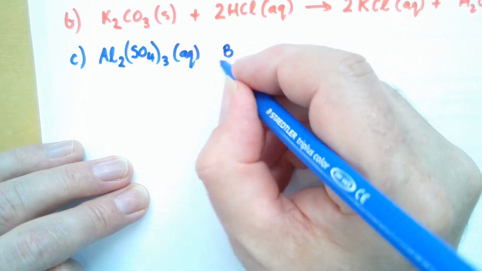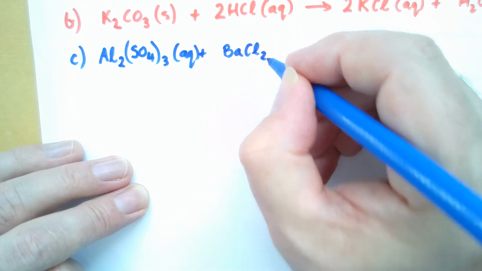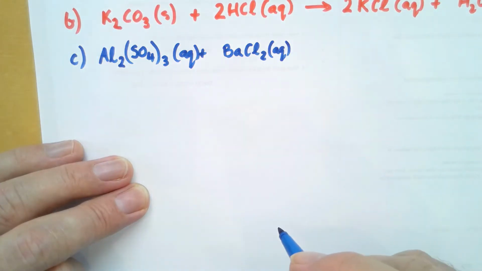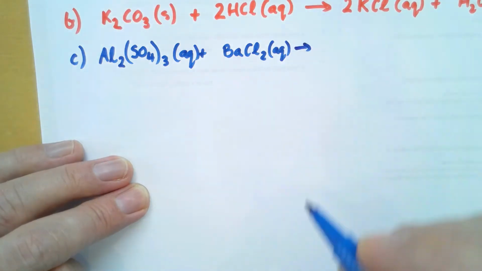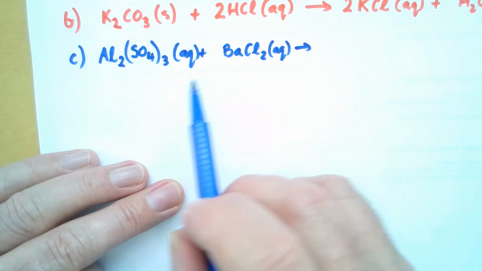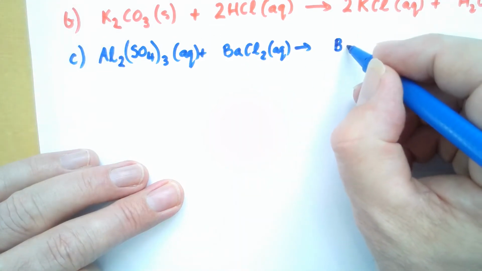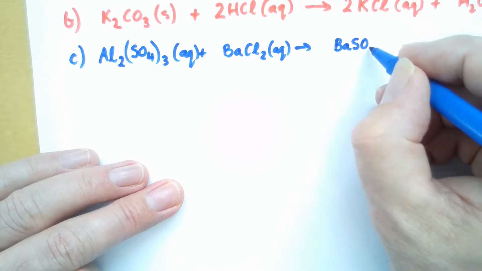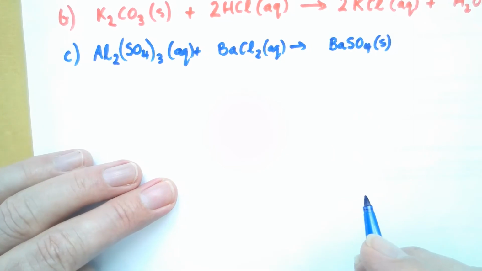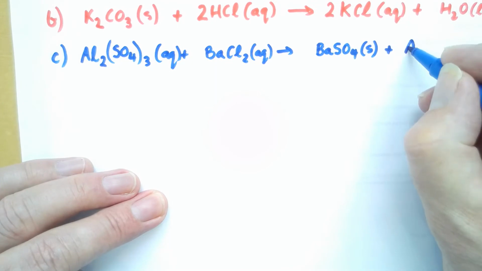And then we've got some barium chloride, which is BaCl2, barium in group 2, and again that's aqueous. So what do we get from this? This is the test for sulfate ions, so we know we get a barium sulfate precipitate. It's BaSO4 precipitate, so it's a solid. And the other bits left over are aluminium and chlorine.